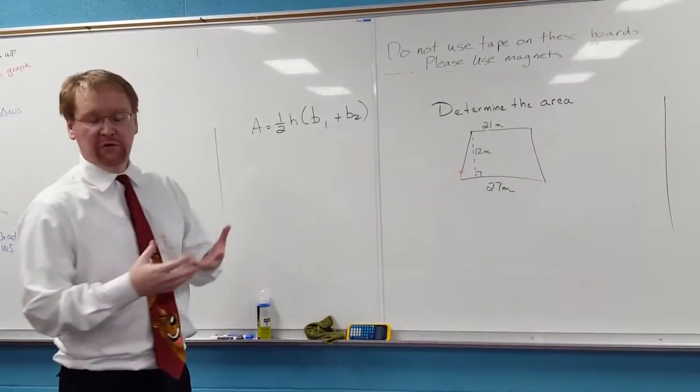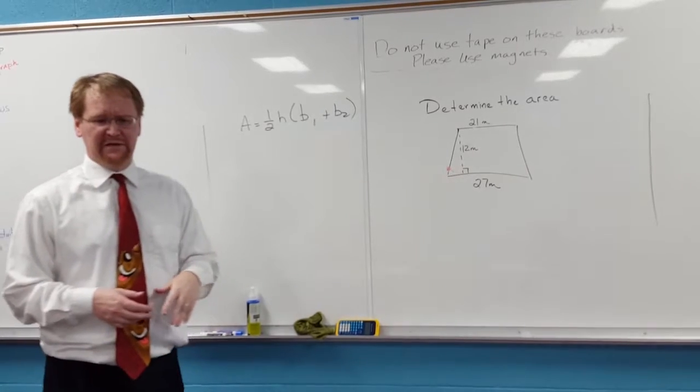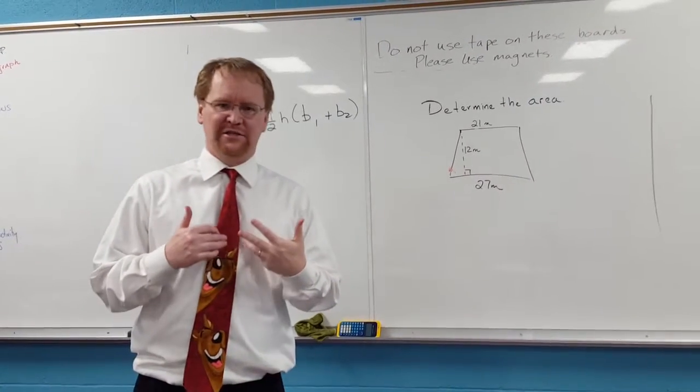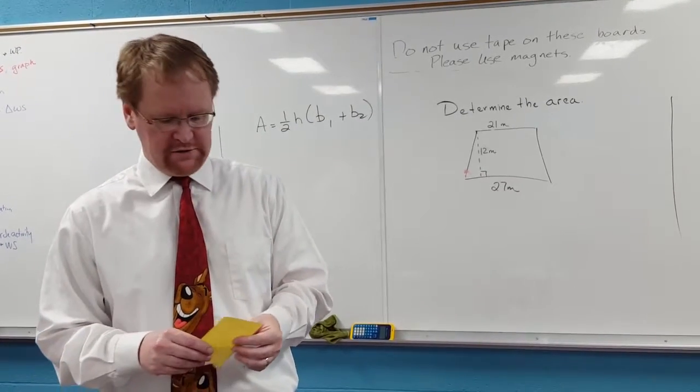Well, you've probably looked up the formula. We have this, so we have an h and a half and a base 1 and a base 2. And so I want to look a little bit, not just at getting the answer, but understanding that formula and understanding why the answer is what it is.